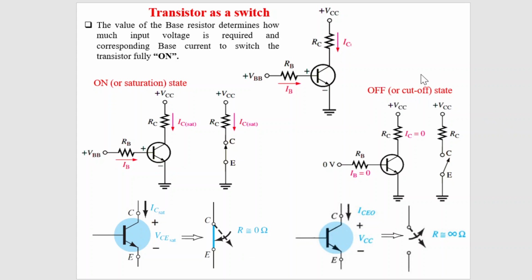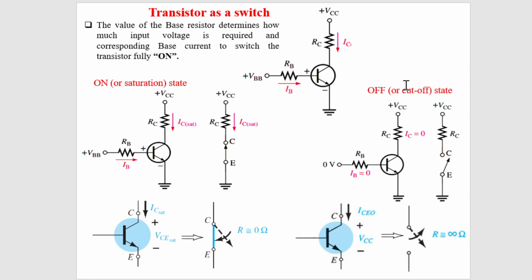Similarly, when the transistor is used as a switch in the off condition, the off state, then there is no base current and no collector current, and the resistance between the collector-emitter junction is infinite. That means infinite resistance is obtained when the collector-emitter junction is open. That is the equivalent circuit of the transistor when it is used as a switch in the off condition.